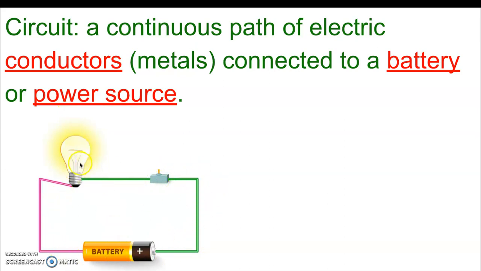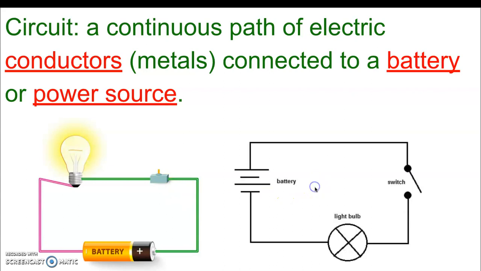We've got a battery, we've got a light bulb, and we've got one thing that we're going to learn about today, which is a switch. And so I'm going to turn that into a circuit diagram over here. We've got our light bulb, battery, and switch. So remember that this is the battery. We represent that with a long line and a short line.